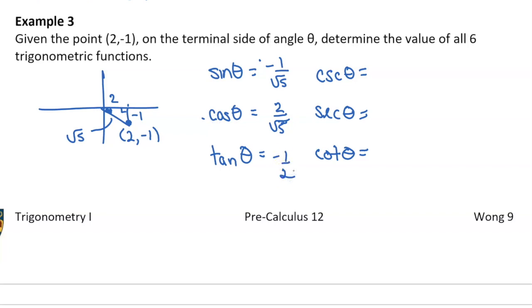And if we want to find out our 3 reciprocals, you don't need to do the question 3 times over again. You can just flip what you had for each of your original 3. So this would be negative root 5. This is going to be root 5 over 2. And this is going to be negative 2 over 1, or just negative 2.